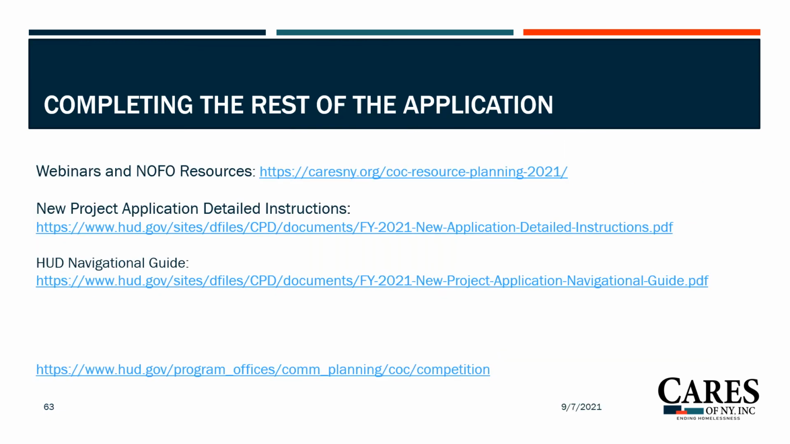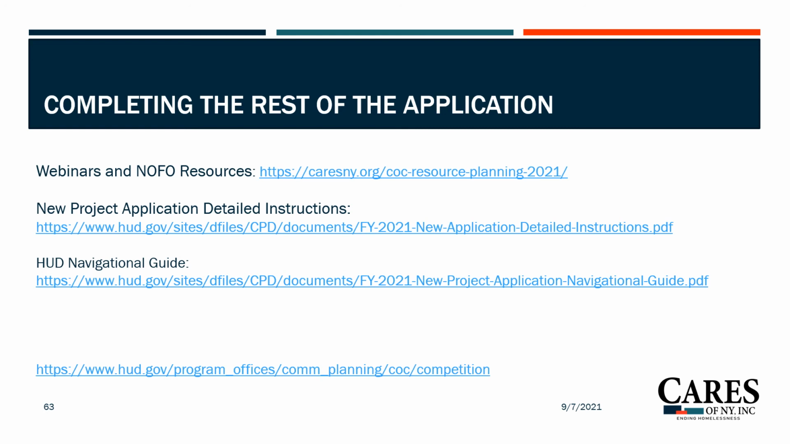Once you have completed Part 1, you will move on to the remaining parts of the application, which will require you to respond to questions about your organization, provide details about your project, including relevant data and performance measures, and provide narrative information that directly responds to the 2021 Notice of Funding Opportunity.